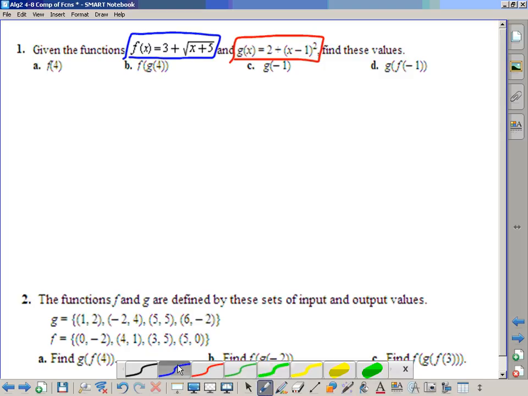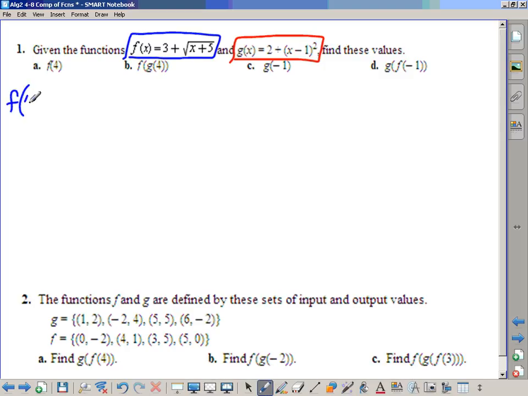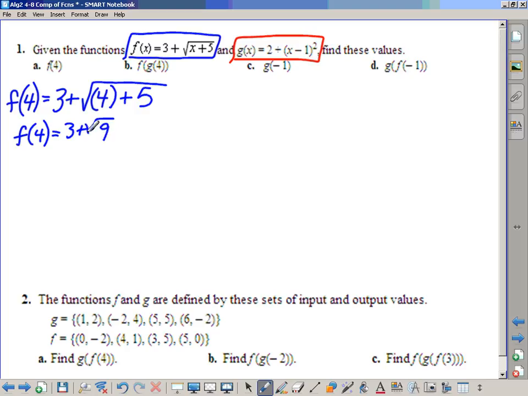So when they ask you to do f of 4, you're simply taking the function machine, which is to take 3 plus the square root of whatever x is plus 5, and replace that x with 4. So my final answer here would be f of 4 equals 3 plus the square root of 9. F of 4 would be 6.